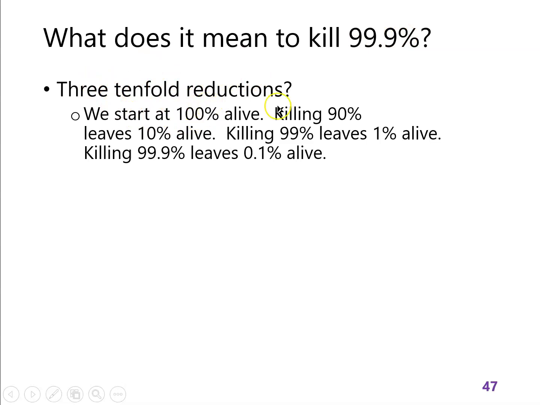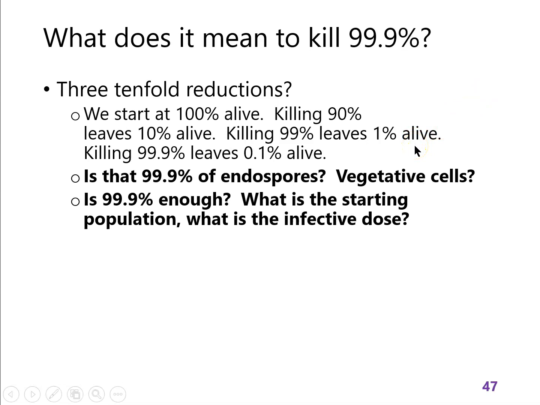If you start with 100% alive and you go to 90, that's killing 10%. If you kill 99%, that's a 100-fold reduction, going from 100% down to 1%. If you kill 99.9%, you're going from 100% down to 0.1, so that's a 1,000-fold reduction. Okay, great, but what if your initial population was 10 million cells? Also, does it kill endospores? What is the population? I assume this is what they're talking about when they put a number like this on it.